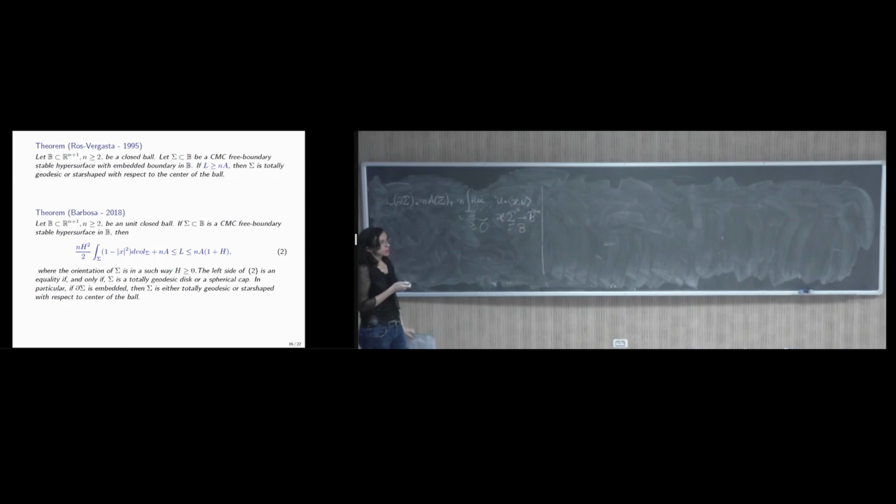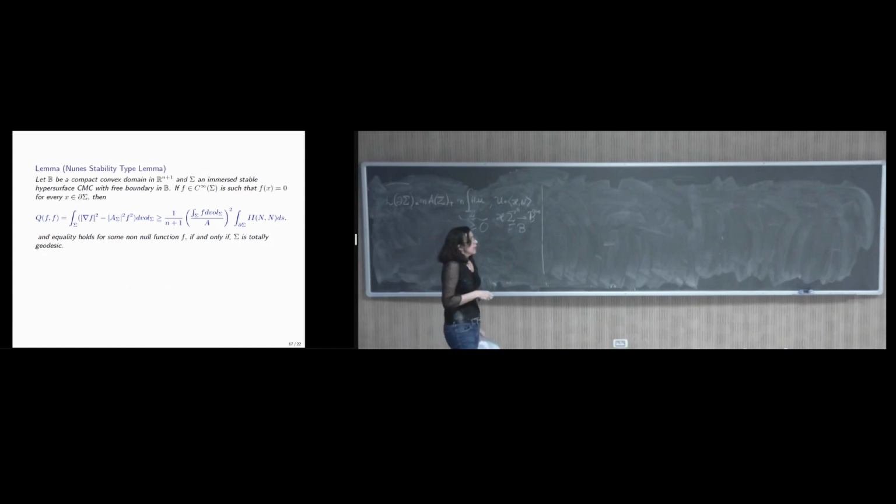But to prove this result, the main idea is using the proposition that I proved a few minutes ago, provided by Valdo Nunes, right? So to prove this result, I need this lemma. This lemma is motivated by results by Nunes. So, the Nunes stability type lemma. I will read this lemma for you, and let's go. Suppose that B is a compact convex domain in the Euclidean space with dimension n plus one, and suppose that sigma is an immersed stable CMC hypersurface with free boundary.